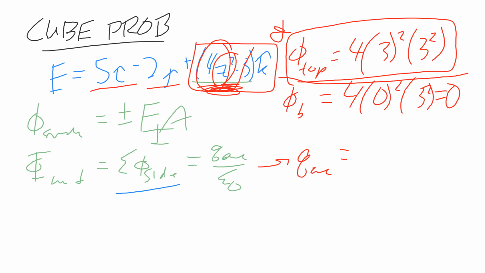9 squared is 81, times 4 is, oh, I guess I could look at the thing. Nope, because there's an epsilon naught as well. 4 times 81, what is that? 162 times 2 is 324. 324 epsilon naught, cool, whatever.